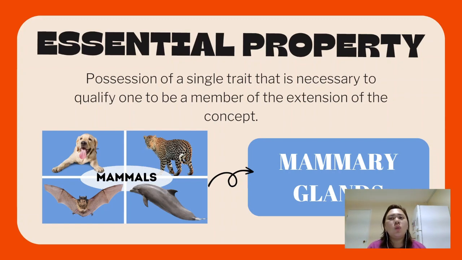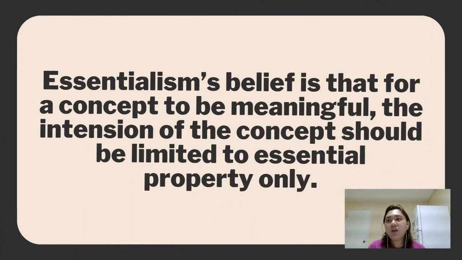It is amusing that whales, platypuses, and elephants are mammals. Aside from the mammary gland that they have in common, it seems that they share no other observable characteristics. So we have here the essentialist belief in philosophy. They believe that for a concept to be meaningful, the intention of the concept should be limited to essential property only.